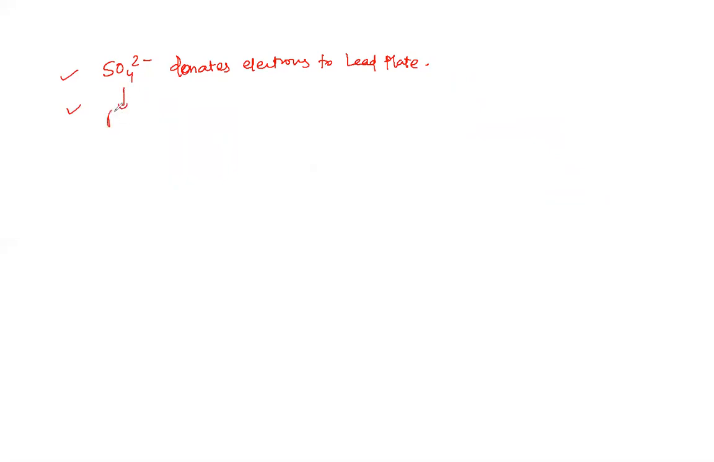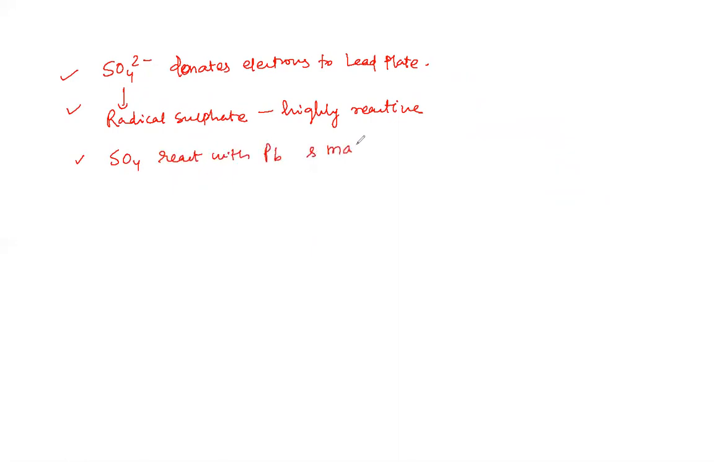Now it is going to get converted into the form of radical sulfate. You know, radical sulfate is highly reactive. If it is highly reactive, then it reacts with lead. SO4 reacts with lead and makes lead sulfate.